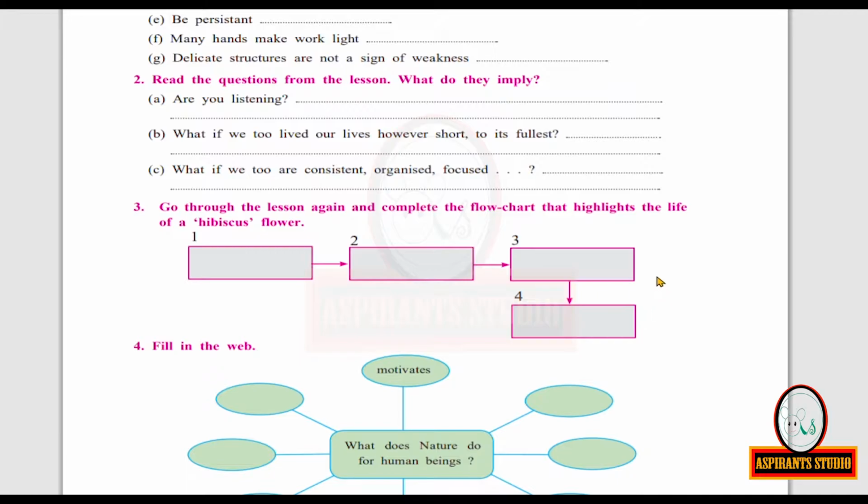Third one. Go through the lesson again and complete the flow chart that highlights the life of a hibiscus flower. Under 1 you can write blooms, B-L-O-O-M-S. Under 2 you can write wilts, W-I-L-T-S. Under 3 you can write withers, W-I-T-H-E-R-S. And under 4 you can write falls, F-A-L-L-S.